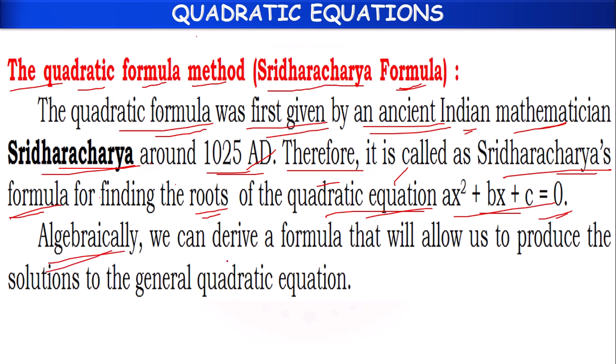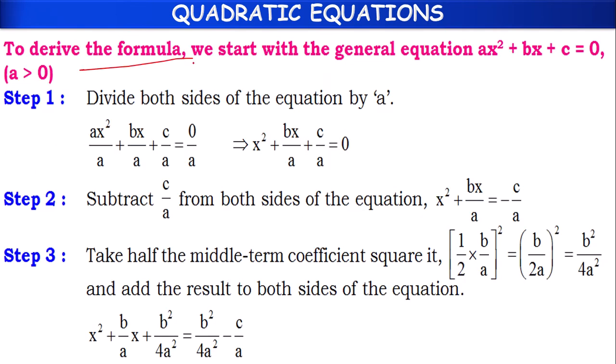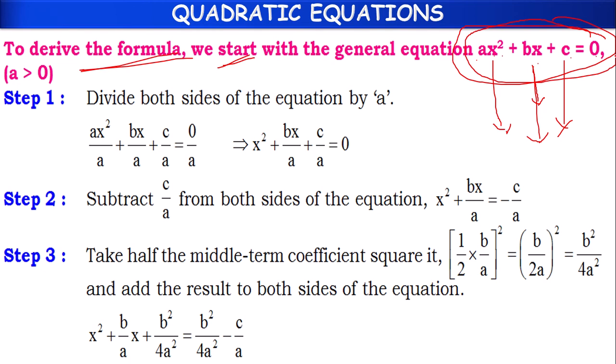Algebraically, we can derive a formula that will allow us to produce the solutions to general quadratic equations. So here we will be learning about this quadratic formula, children, Sridharacharya's formula. To derive the formula, let's start with the standard form of the equation: ax square, the x term bx, the constant term c, equal to 0. This is known as the standard form or general form of a quadratic equation.